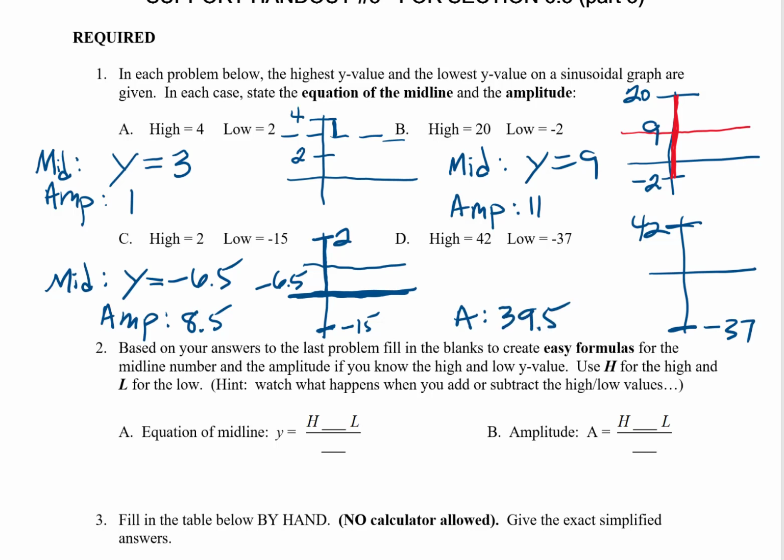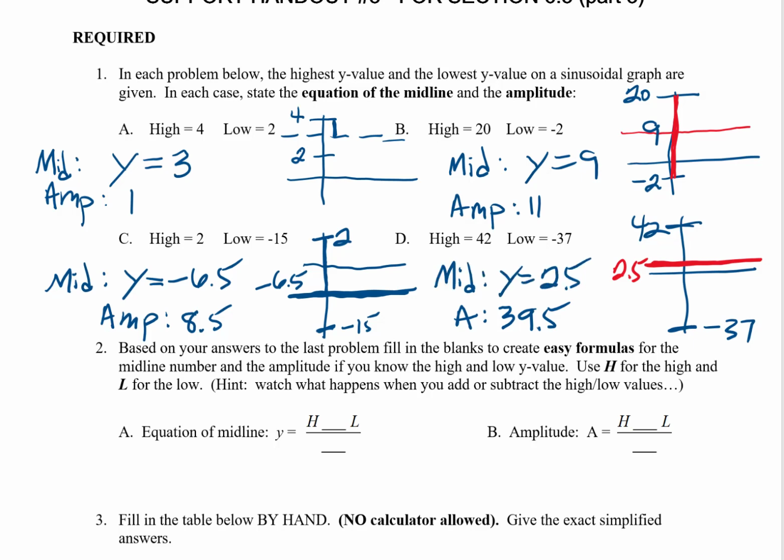And then where's the midline? Would it be in the positive or in the negative? There's more positive here than negative, so it's going to be somewhere right around here. It'll be 39.5 spaces below the 42. And if you subtract those two numbers, you're going to end up with 2.5. So the midline would be y equals 2.5.